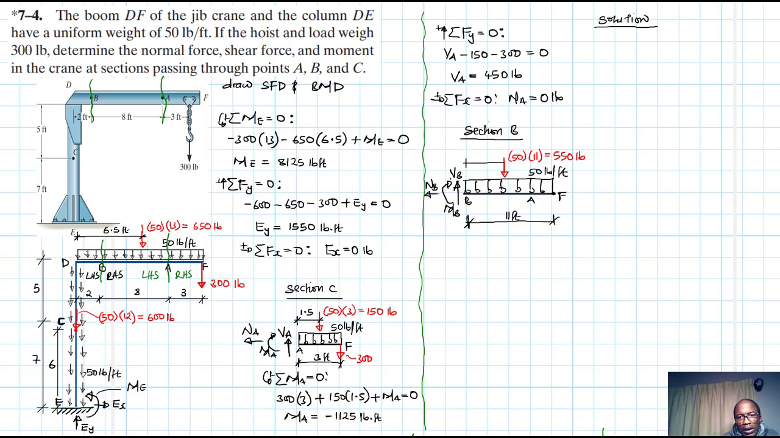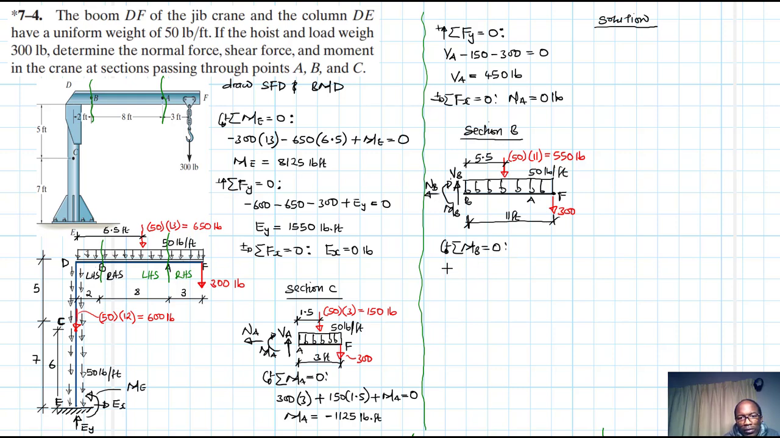And is acting at the length half of 11, which is just 5.5. Great. Then let's apply the equations of equilibrium. So we have summation of moments about point B equal to 0, and clockwise being our reference. Of course, here we have another load, which is 300 pounds. All right, so there we go.